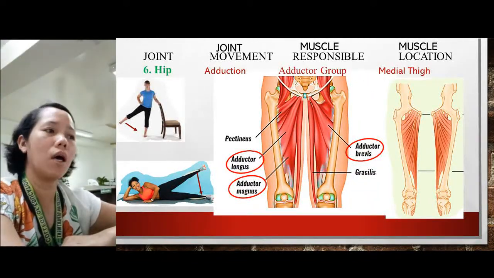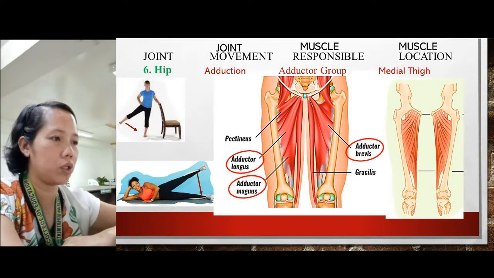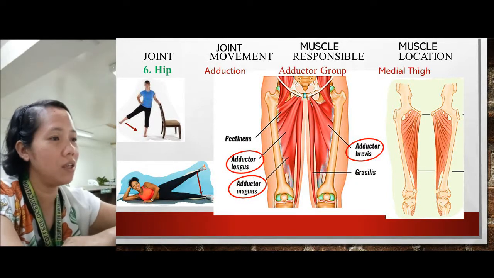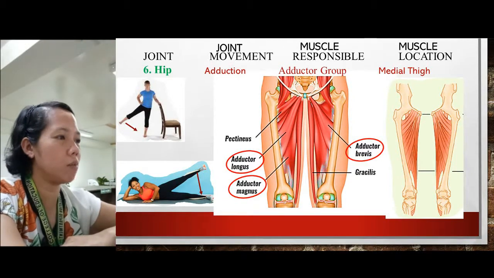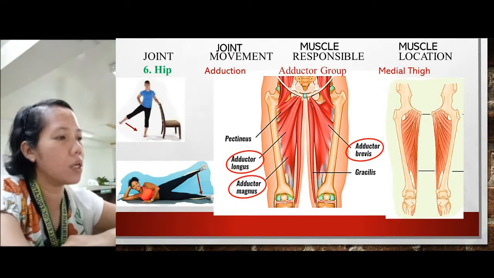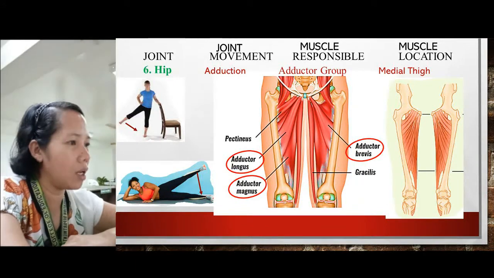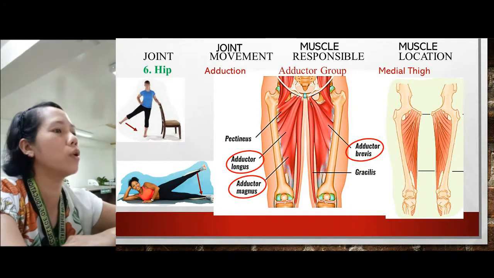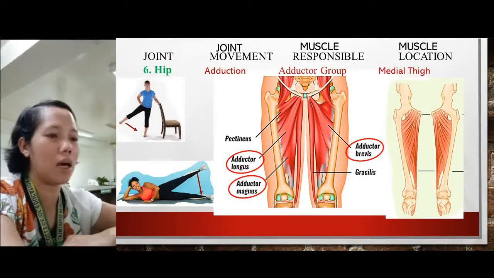Okay, next is still on the hip joint. The movement is adduction, opposite to the abduction. I just used the same picture and reversed the arrow of the direction. But the muscle responsible is different, because it's the adductor group. And here's a clear picture of the adductor group muscles: the adductor longus, adductor magnus, and adductor brevis. Those are responsible when you do the adduction. The location is the medial thigh.